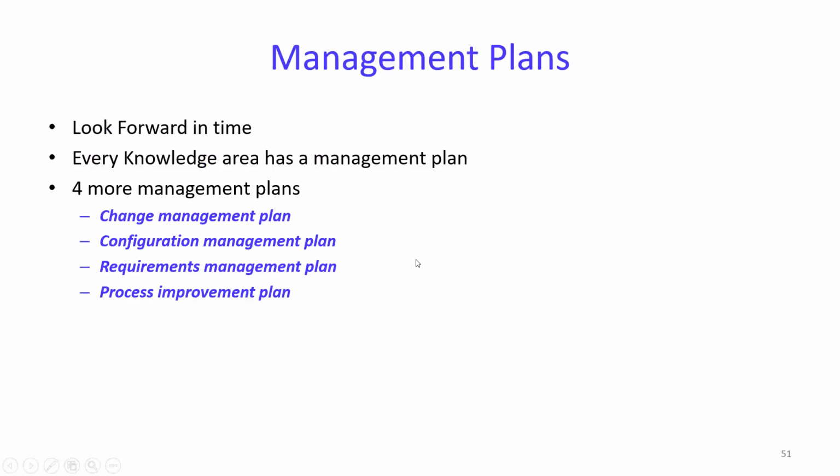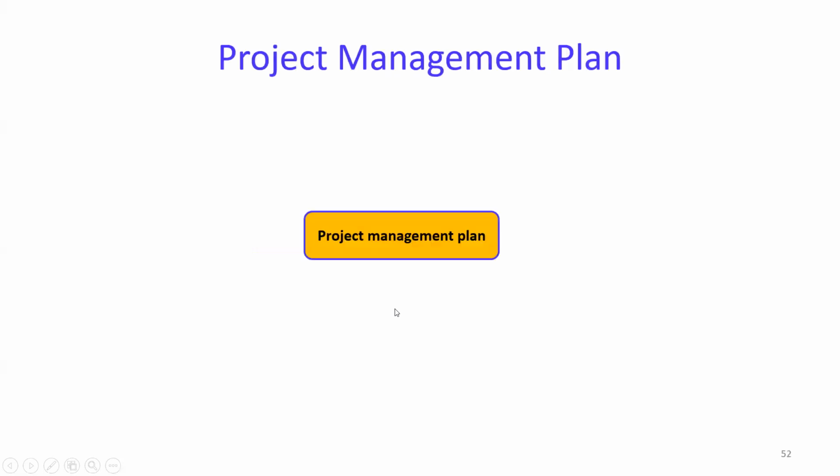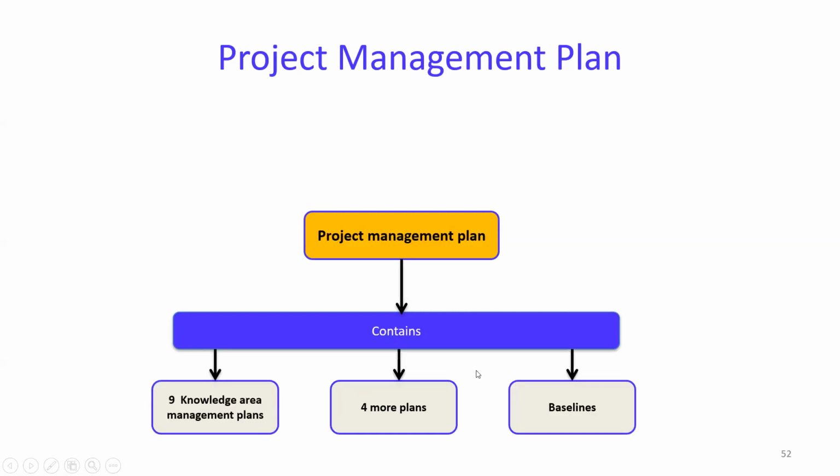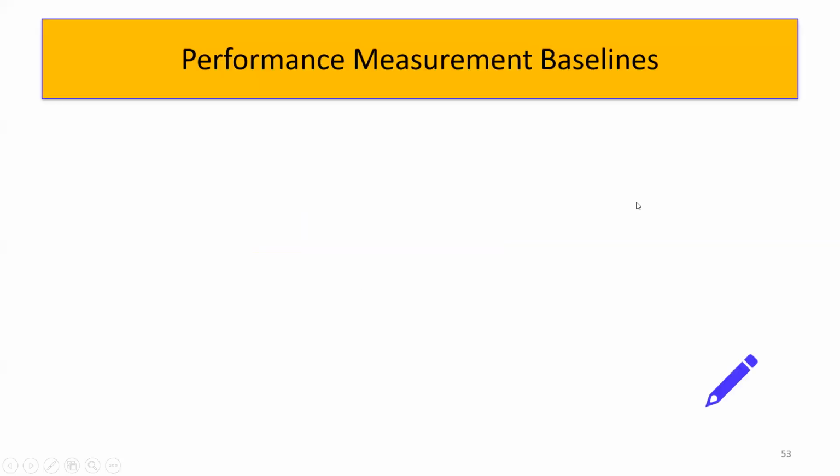So what are the other 4 plans? Change management plan, configuration management plan, requirements management plan, and process improvement plan. These 4 plans are also a part of the project management plan. So the project management plan contains 9 knowledge areas, 4 more plans, we just spoke about that, we'll go into detail later, then baselines. Together, it integrates all of this as an individual management plan. That's the job of the project manager.